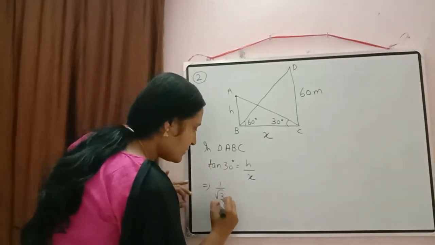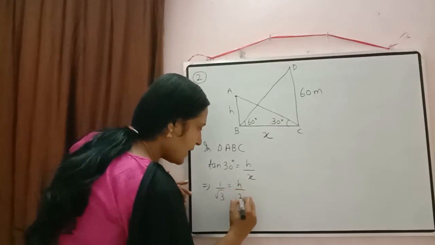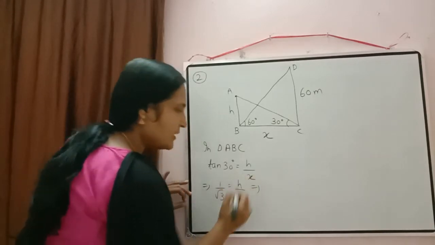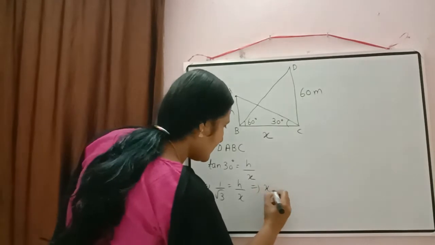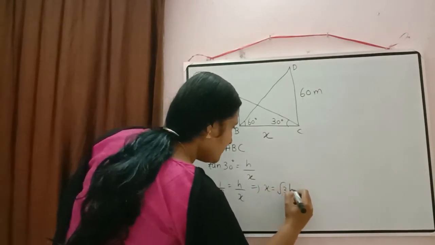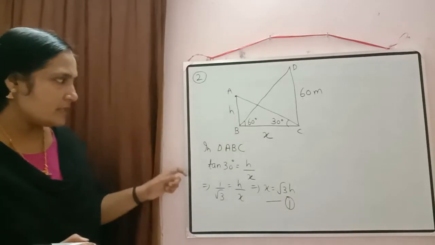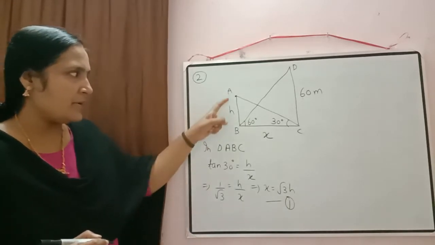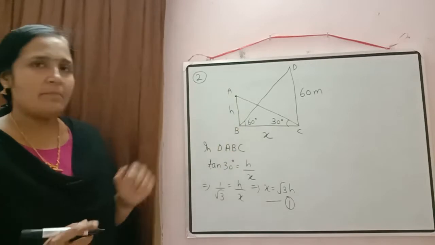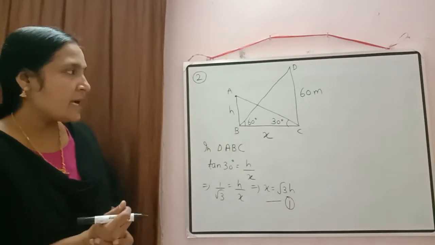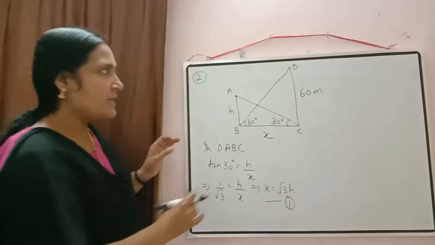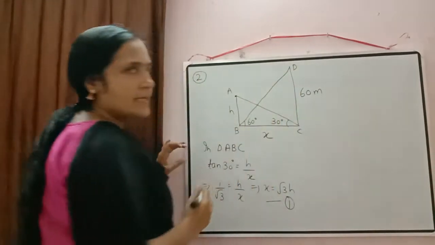1 by root 3 is equal to h by x. Again we will do the cross multiplication. Then we will get here x is equal to root 3h. Make it equation number 1. So first we used the concept of trigonometry in triangle ABC. Then which triangle do we have? Yes, next we have the triangle BDC.